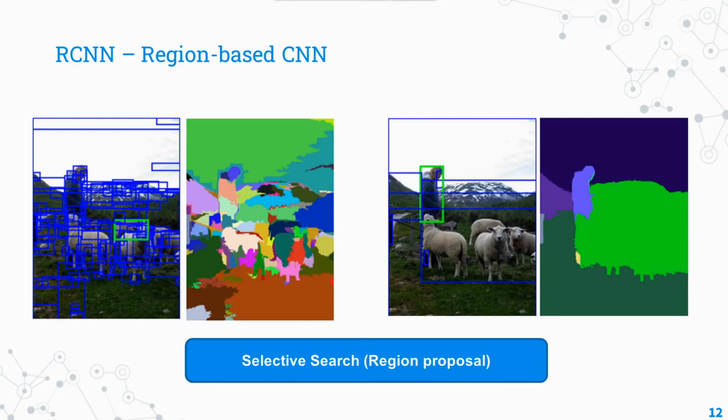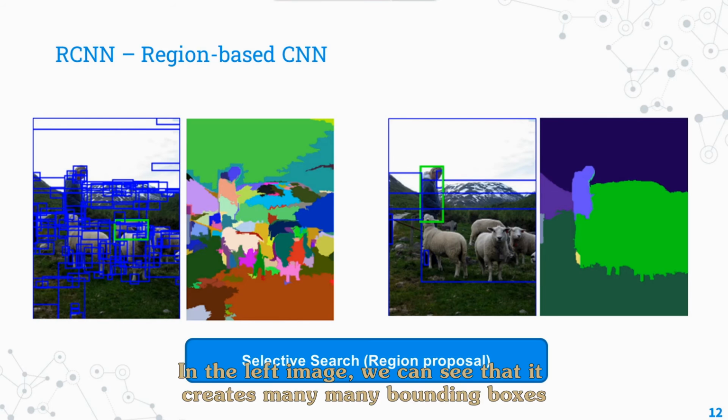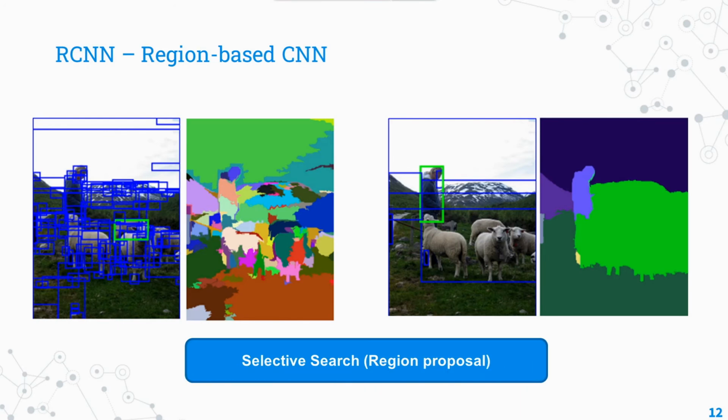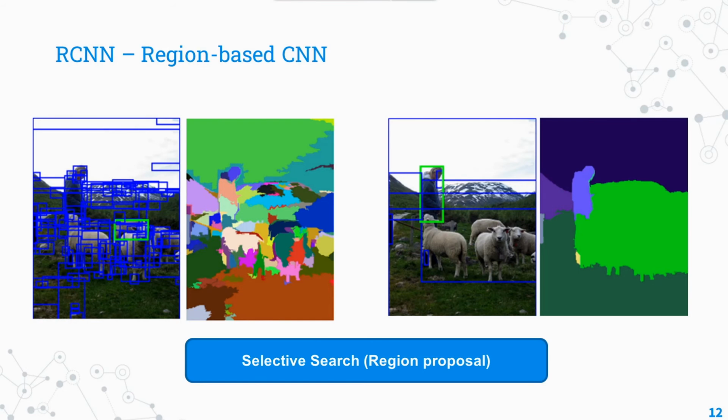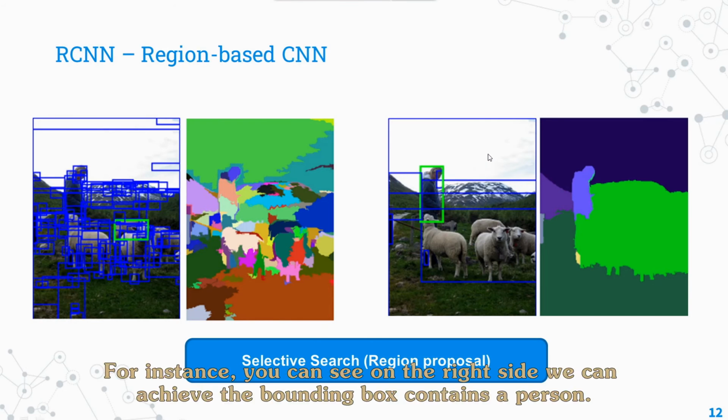In the left image, we can see that it creates many bounding boxes. However, these bounding boxes are not very interesting, so they will merge these bounding boxes into larger ones. For instance, you can see on the right side, we can obtain a bounding box containing a person.